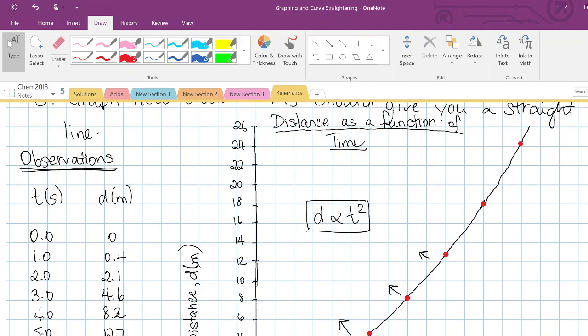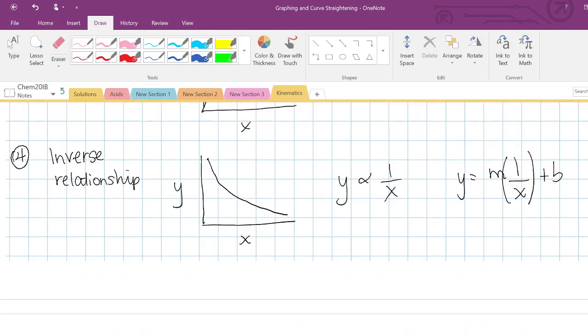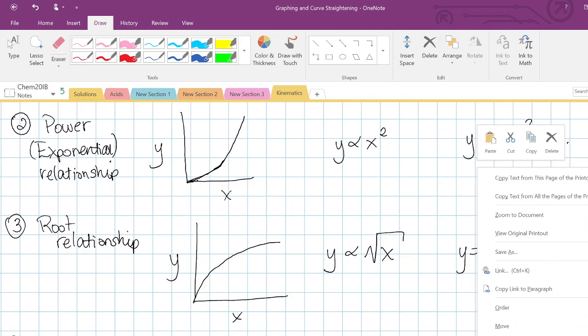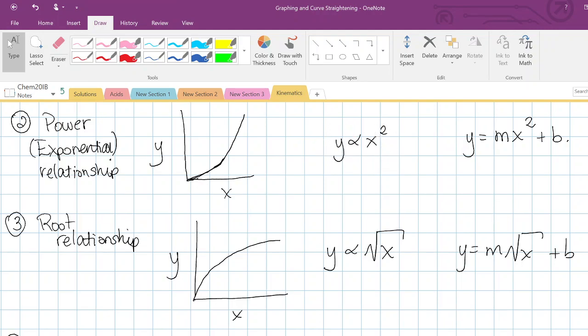Now, for this particular graph, I need to figure out what the relationship is. We can go back to our group of relationships up here, and we'll see that it is a power relationship. And so I know that means my proportionality statement is y is proportional to x squared.